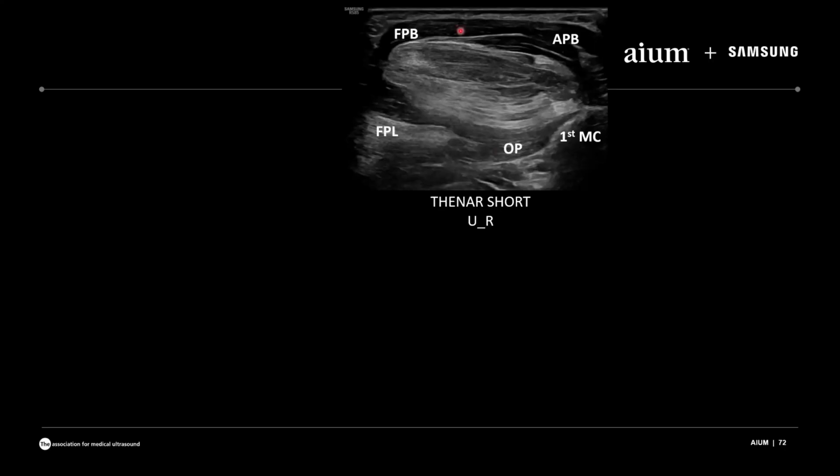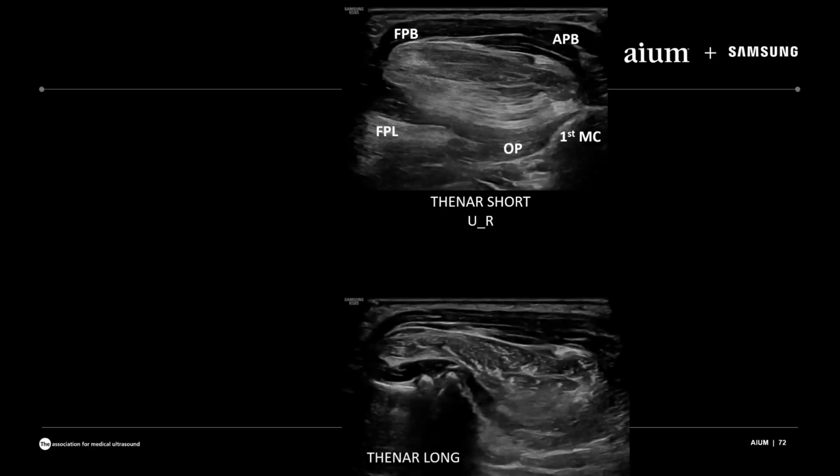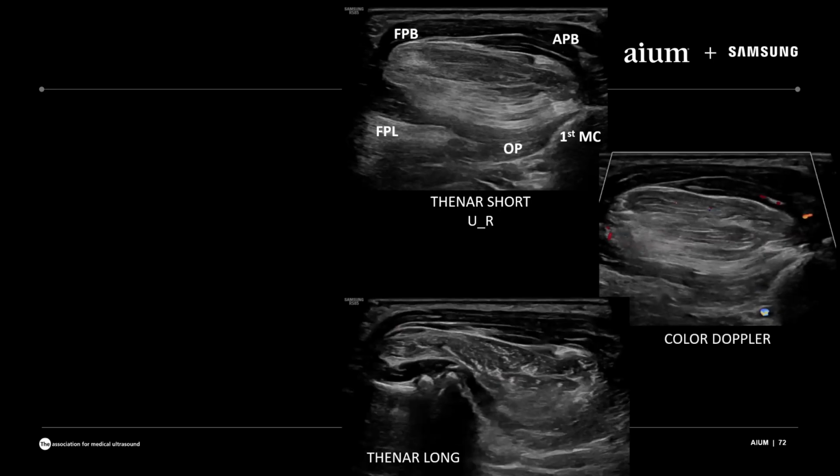So we can see this is an intramuscular mass right in the center of the thenar eminence. When we turn to long axis, it confirms that it's totally intramuscular here. It's bilobed. On color Doppler, there's little to no vascular flow. So this patient then went on to have an MRI.